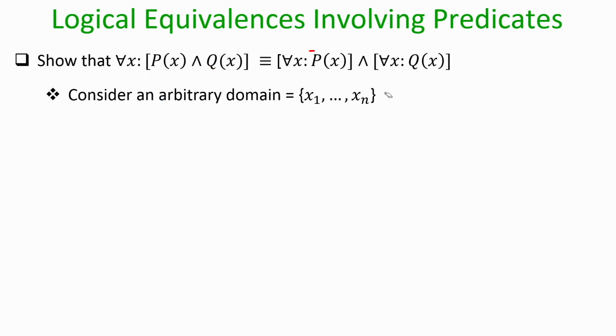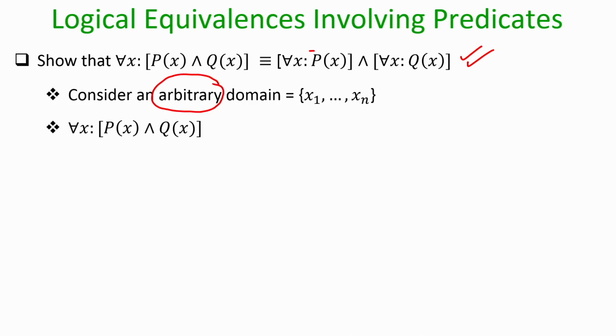Now, our goal will be to show that with respect to this arbitrary domain and arbitrary predicates P and Q, the LHS expression and RHS expression have the same truth value. If we do that, then that establishes the logical equivalence of this expression, because I am considering an arbitrary domain for which I am showing the equivalence here.